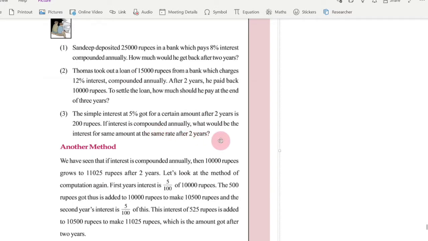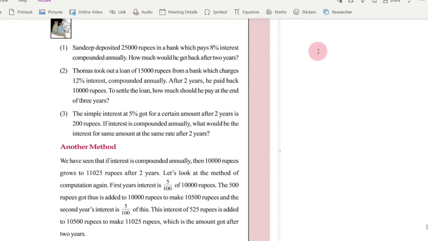So here we need to find out the amount first. Some amount is deposited in the bank, so first we need to find out the amount that we deposited in the bank. Here we have the interest. Interest is 200 rupees, the number of years is 2 years, and 5% is the rate of interest. That means here we have I, R and N. So we need to find out the P.